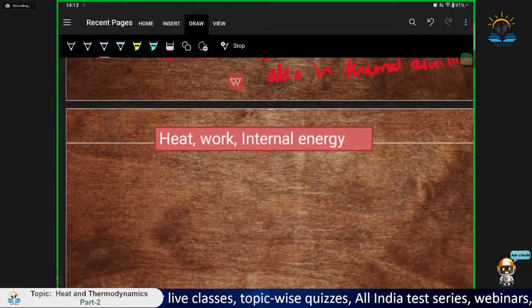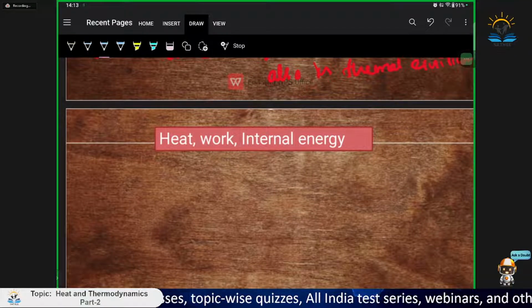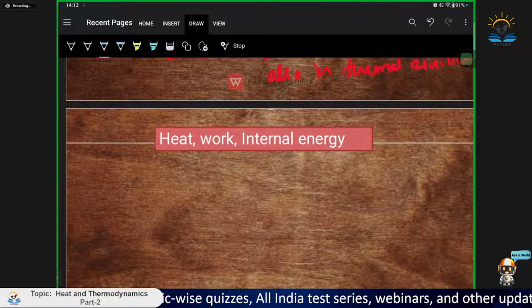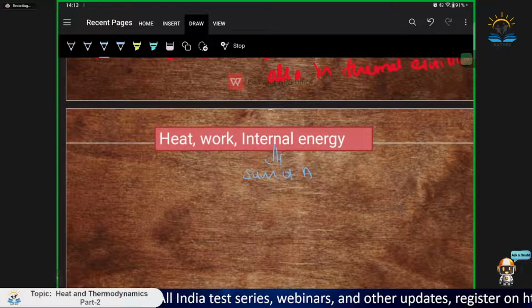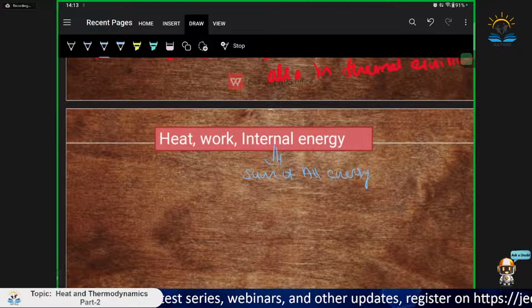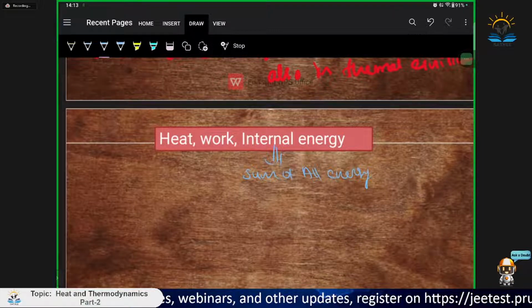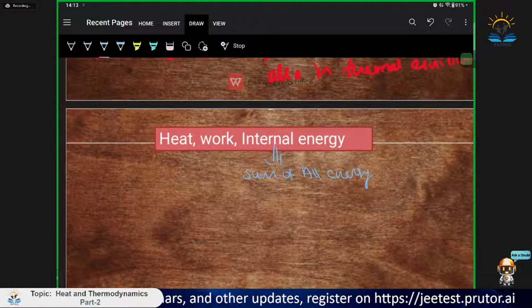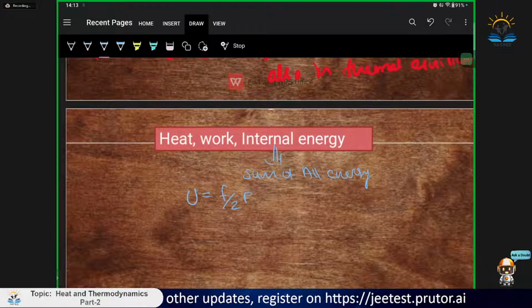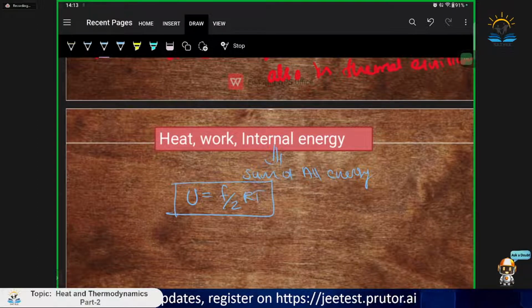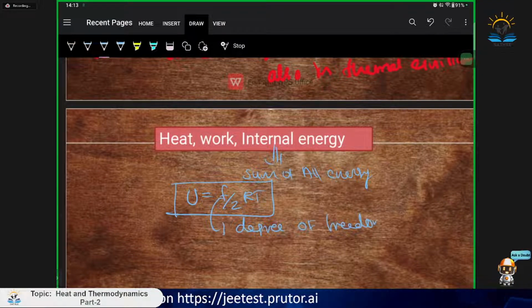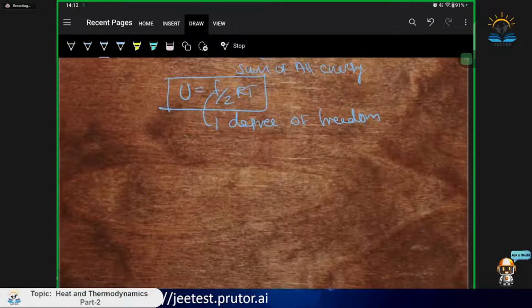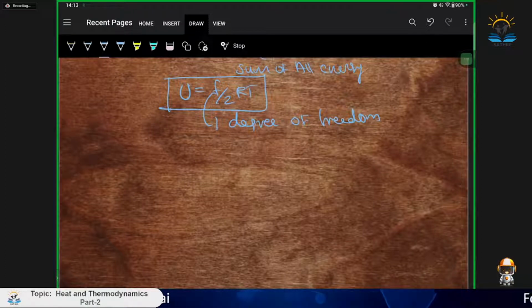Now let's see what is internal energy. Internal energy is the sum of all kinds of energy in a thermodynamic system. In the last class, I already told how to find internal energy: U is equal to f by 2 RT, where f means degree of freedom. For example, for a monatomic gas the degree of freedom is 3, and for a diatomic gas it is 5.